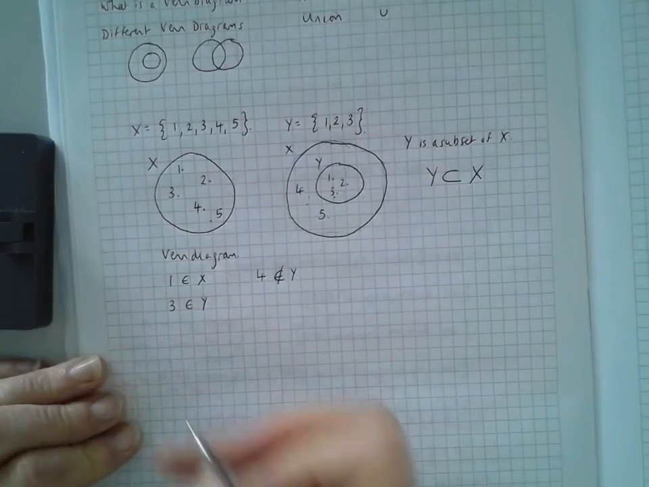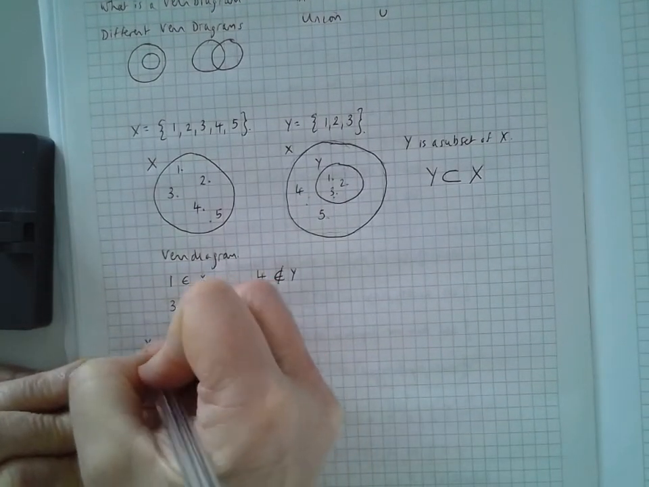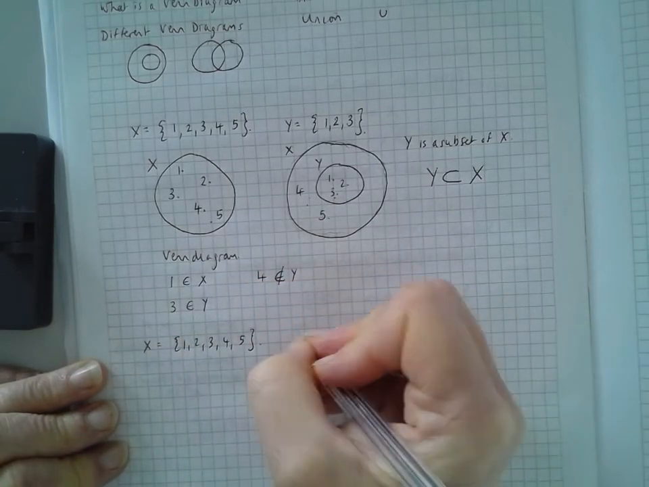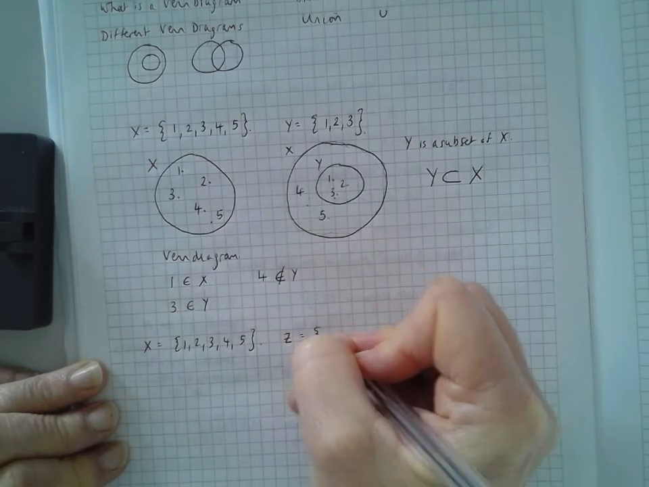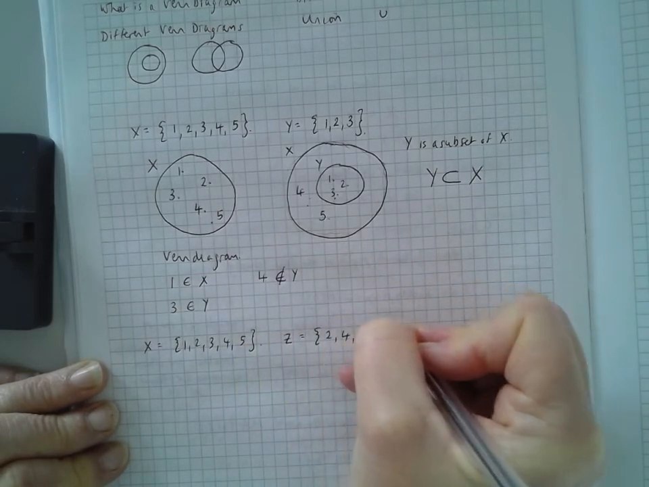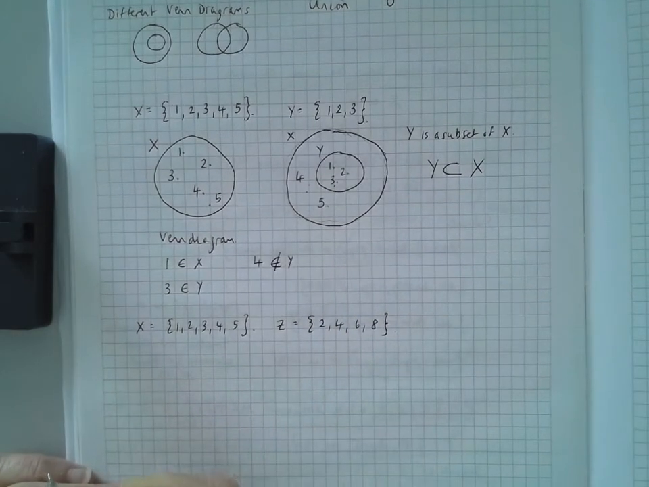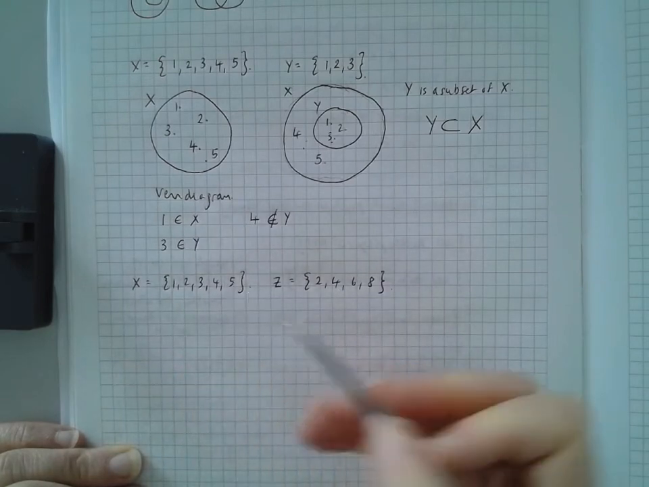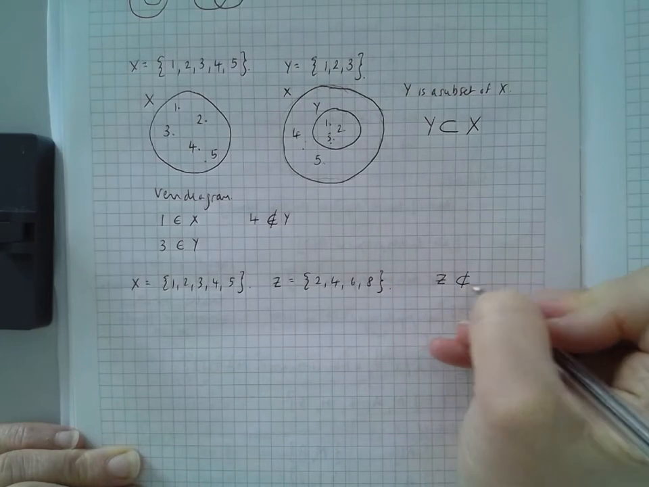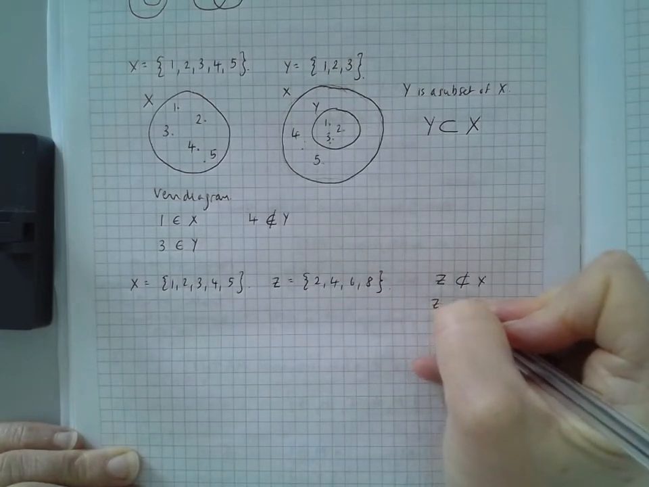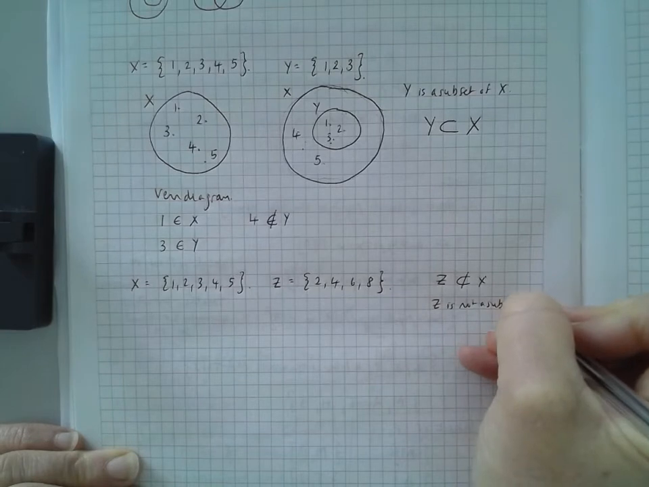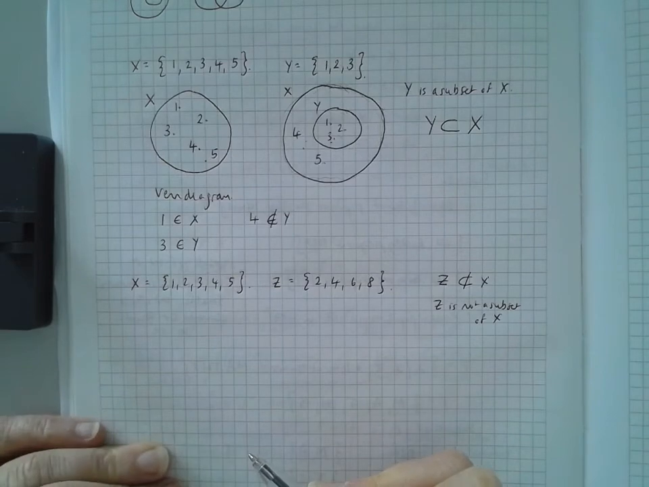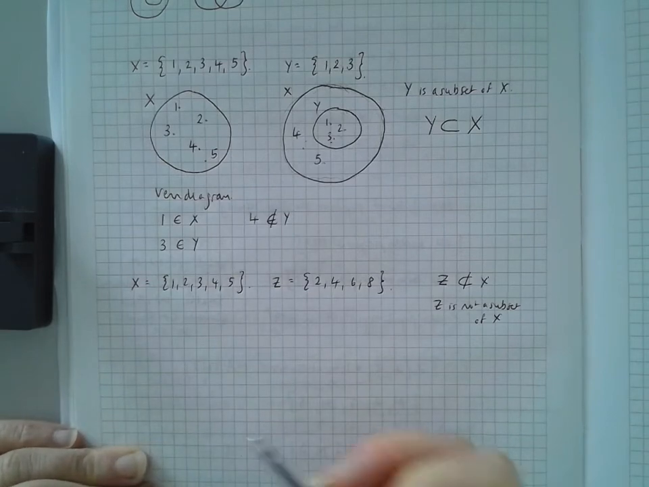Okay, let's keep going with X here, being 1, 2, 3, 4, 5. And let's take a set Z, and let's say that in set Z is 2, 4, 6, 8. Now, if I was to draw a Venn diagram for this, I couldn't just do set X and put set Z in it, because Z is not a subset of X, is it? So not everything in Z is in X. So I have to have a different way of drawing a Venn diagram, and you'll have seen that at the top of the page when I drew my Venn diagram like this.